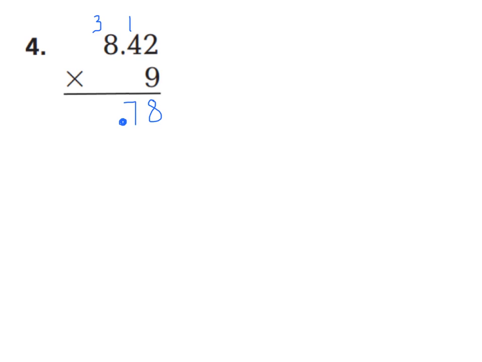And now let's multiply our whole numbers. 9 times 8 is 72. 72 plus those 3 wholes that we regrouped. 72 plus 3 is 75 wholes.